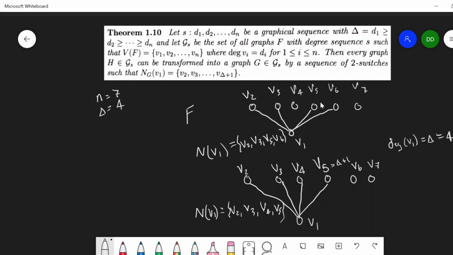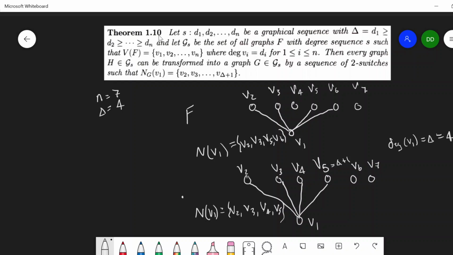Or maybe it's not this at all. Maybe it skips over V2 and it's adjacent to V3, V4, V5, and V7. There's a lot of different possibilities here. But what I'm drawing here is something special. This is a rather nice graph that's in this set, in that V1 is adjacent to just these. This will make it easy to work with these things.